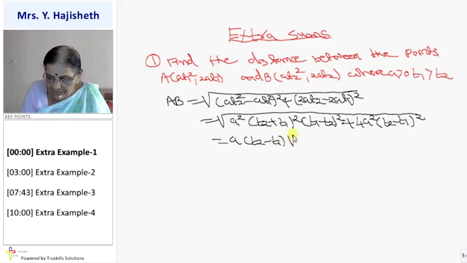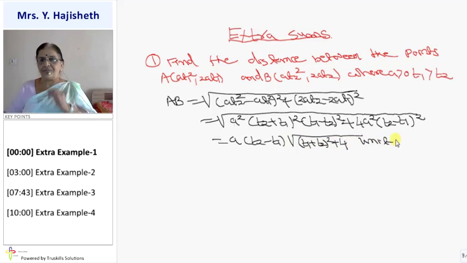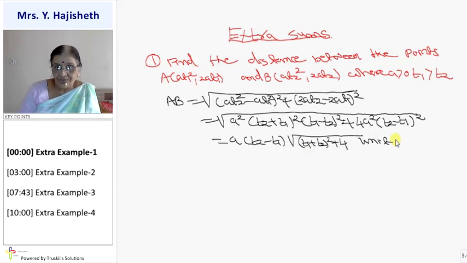और अंदर क्या आया? अंडर रूट T1 plus T2 whole square plus 4 unit square unit. This is my required distance in units. This is the answer of distance AB. Clear? So थोड़ा algebraic trick लगाना है.